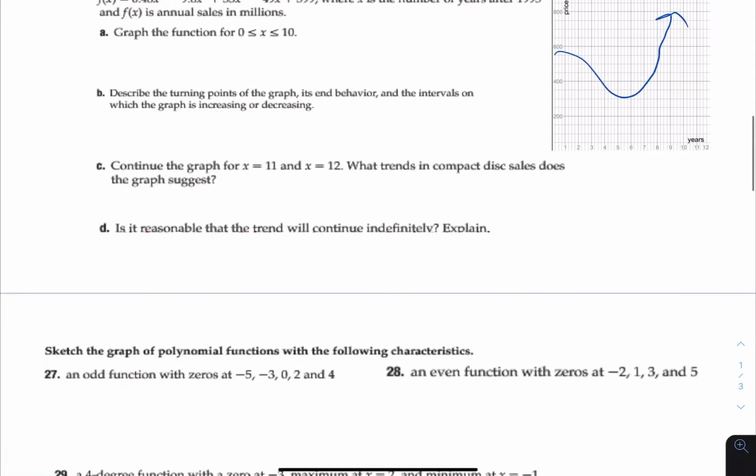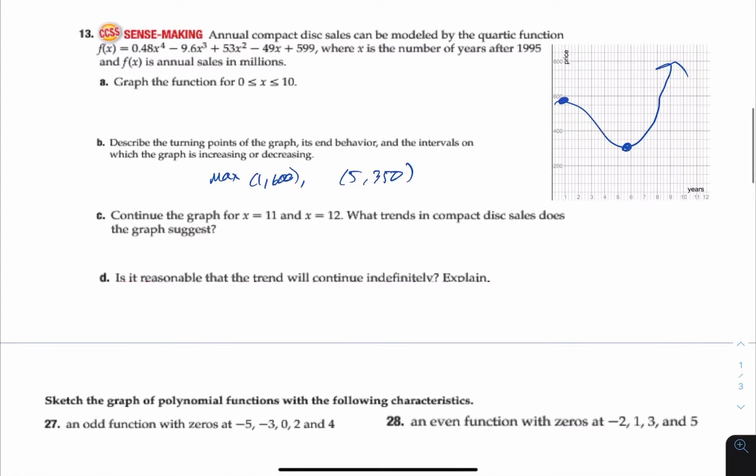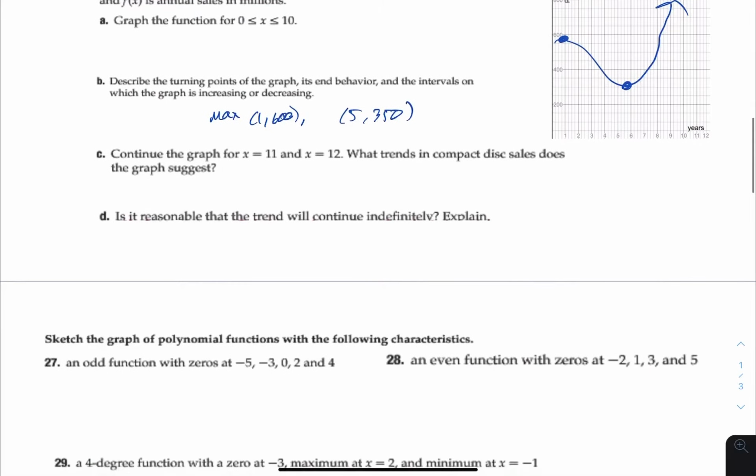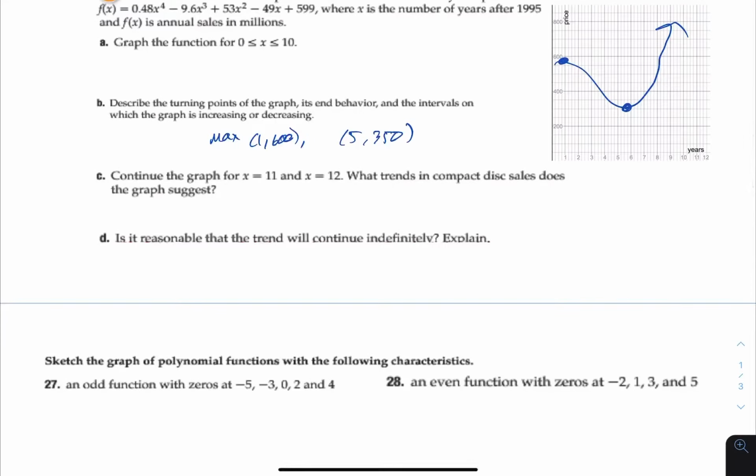Describe the turning points of the graph of the function. So, turning points are just a maximum and a minimum. If I was doing this, there'd be a max around 1, and a min. That's all turning points are, max and mins. Again, mine are probably totally off. I don't have a calculator with me right now to show. Continue the graph for x equals 11, 12. What trend does the graph suggest? That it looks like it's going to go on forever. Keep on increasing.